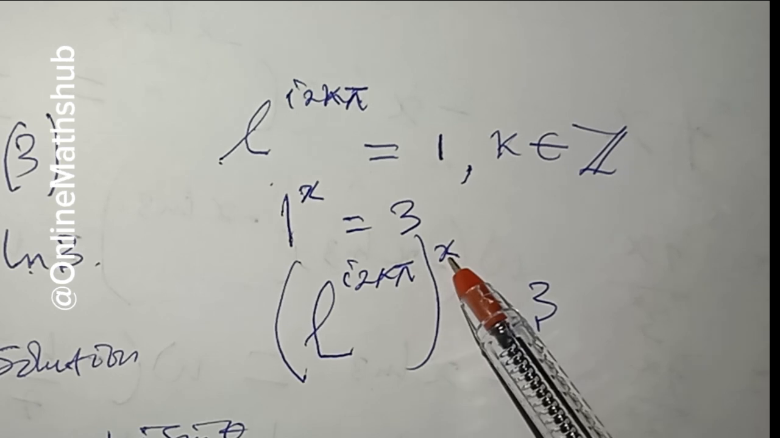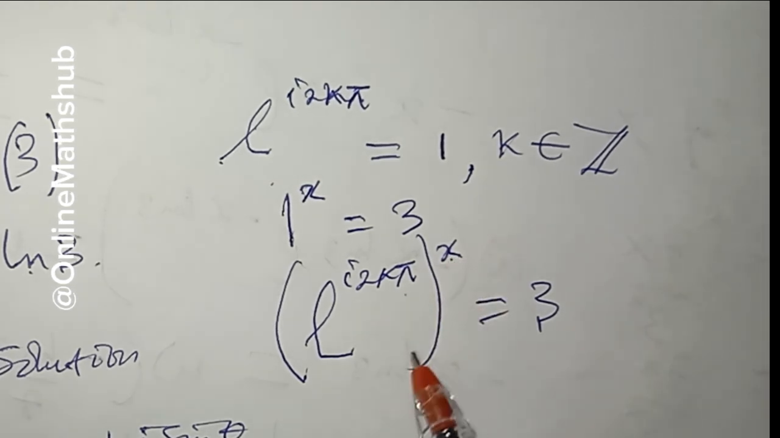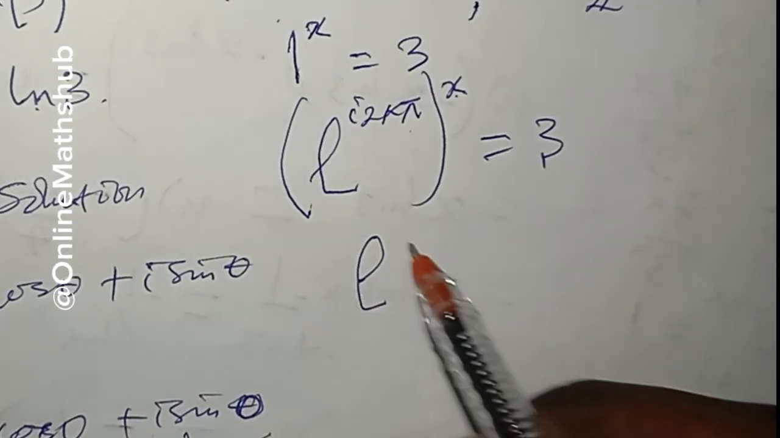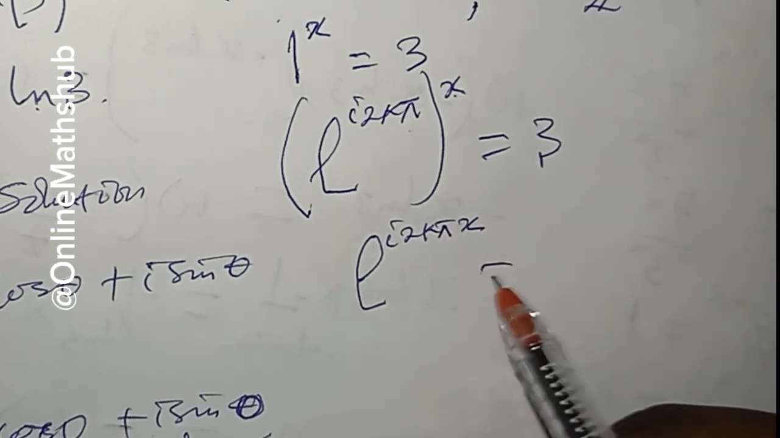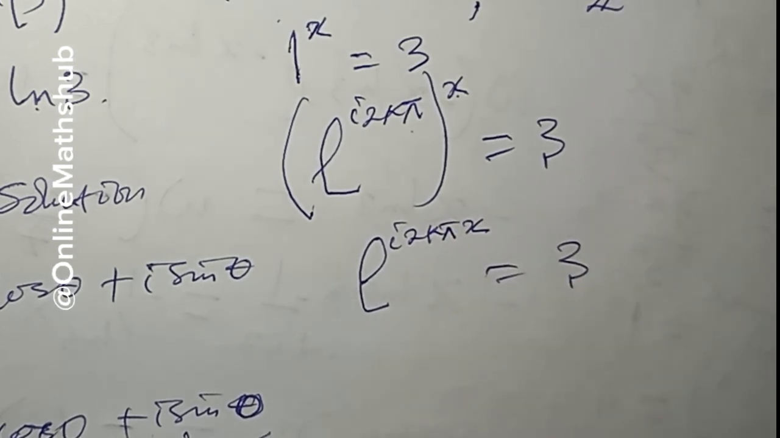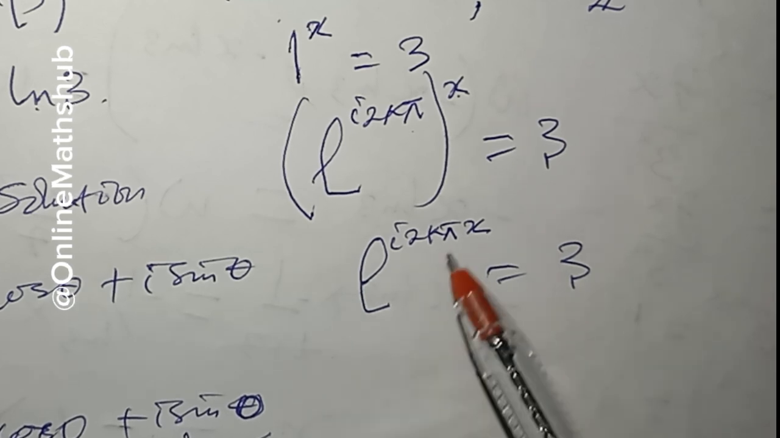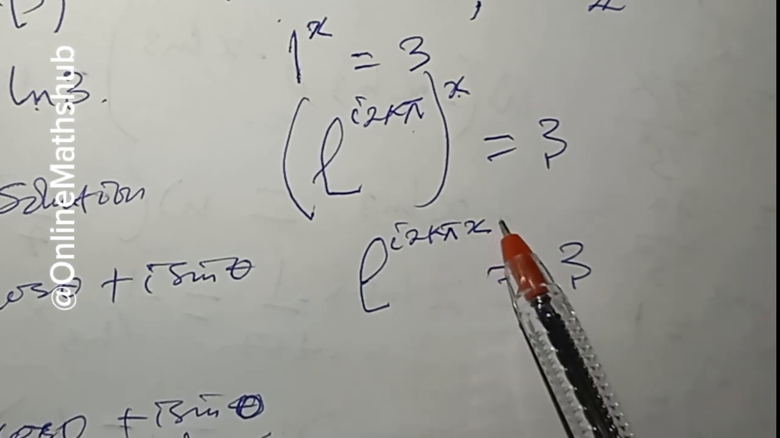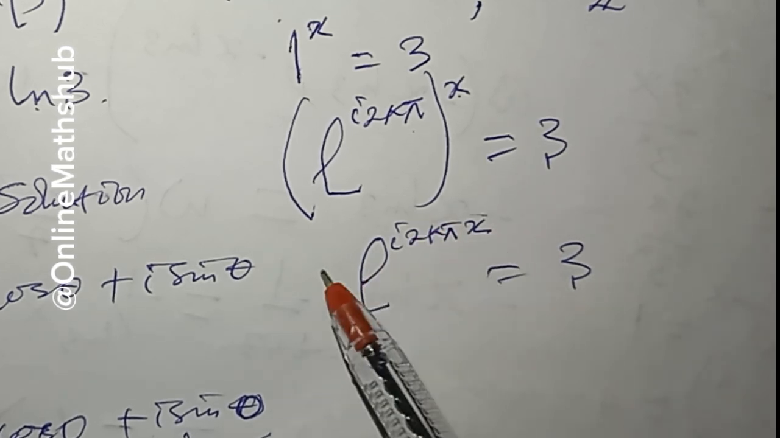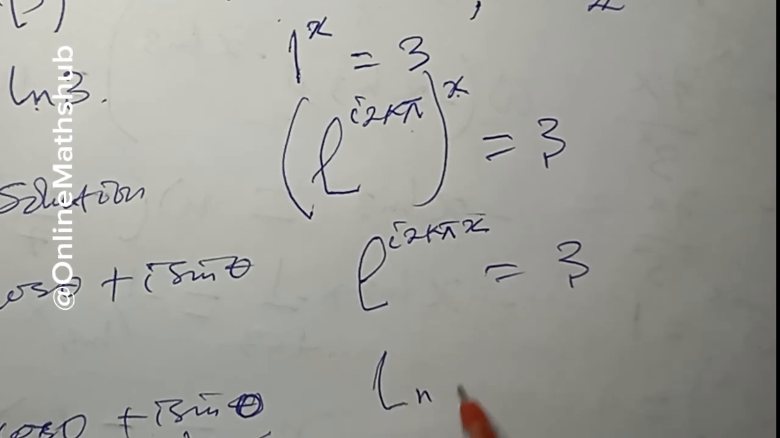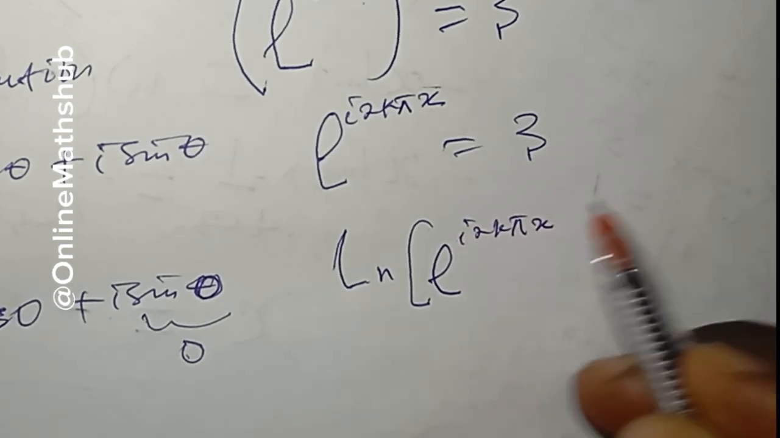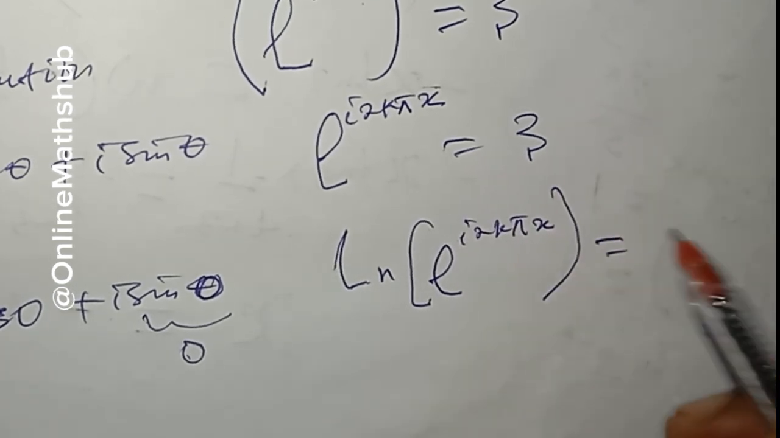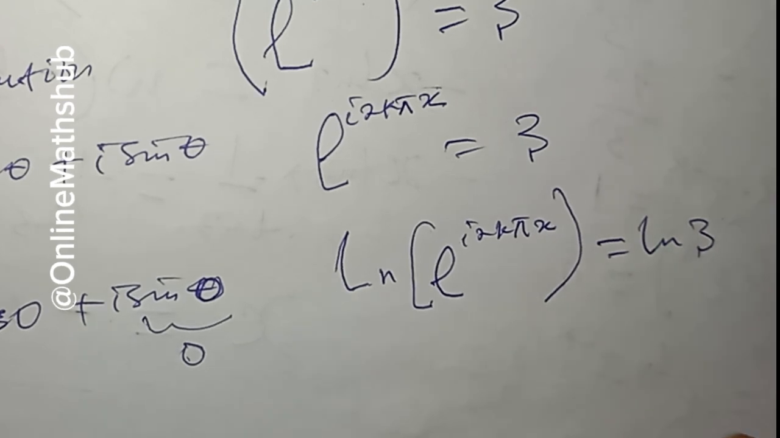We can use this x to multiply the stuff we have right here, and if we do that, we're going to have exponential i 2k pi x is equal to 3. Like we've always done, we're going to take the natural log of both sides so that we can bring all of this stuff down. So we have the natural log of exponential i 2k pi x, equal to the natural log of 3.